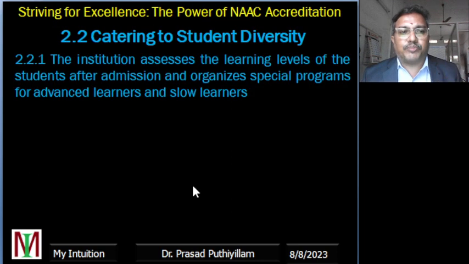Second point, that is 2.2, catering to the student diversity. The institution assesses the learning levels of students after admission and organizes special programs for advanced learners and slow learners. So clearly the NAAC defines slow learners and advanced learners. That means we need to identify such slow and advanced learners.